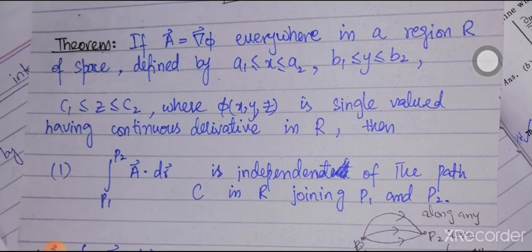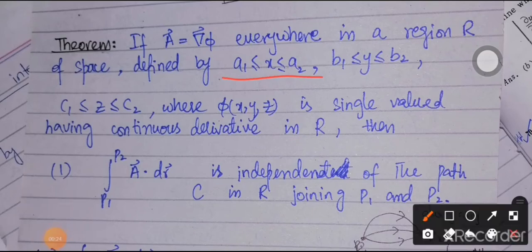In the previous video we started chapter number 5 related to the applications of integration, in which we discussed the line integral first. And here is a really very important theorem related to the line integral. If A is equal to del of phi everywhere in a region R of space defined by x lying between a1 and a2, y lying between b1 and b2, and z lying between c1 and c2, where phi of x, y, z is single valued, having continuous derivatives in R.